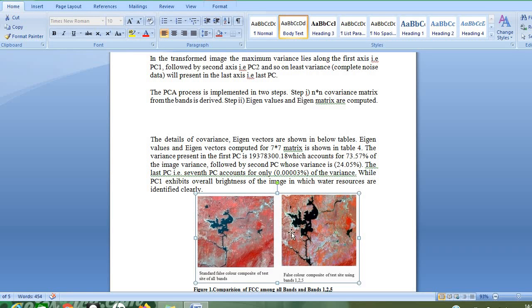This particular image is the combination of 7 bands. This particular image is the combination of 3 bands, which completely represent more amount of variance data. So if you have a glance at this, you can find that features in the second imagery are clear compared to features in the first imagery.